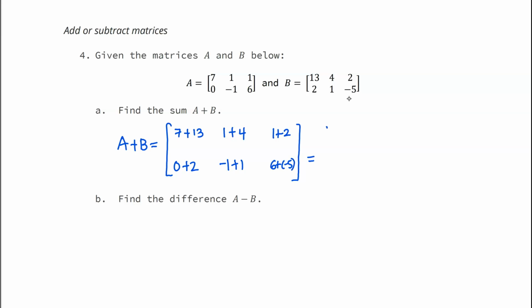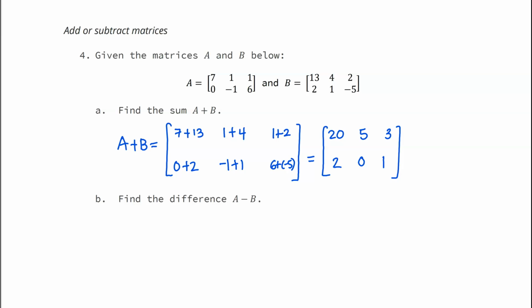Then you simplify. So the sum is equal to, 7 plus 13 is 20, 1 plus 4 is 5, 1 plus 2 is 3, and 0 plus 2 is 2, negative 1 plus 1 is 0, 6 plus negative 5 is 1. So we have this matrix here, also a 2 by 3 matrix, and that is the sum of the matrices here.